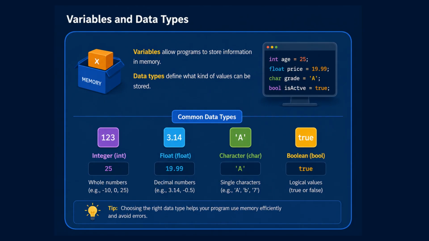For example, an integer stores whole numbers, a float stores decimal numbers, a character stores a single symbol, and a Boolean stores true or false values. Choosing the correct data type helps programs work efficiently and reduces errors. Let's explore each data type in detail.